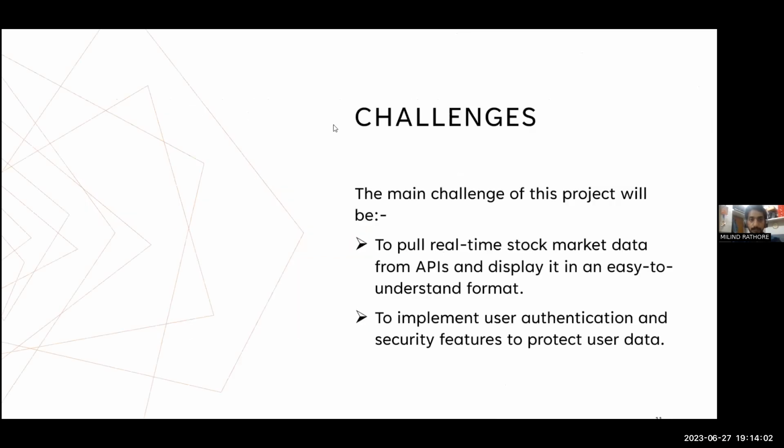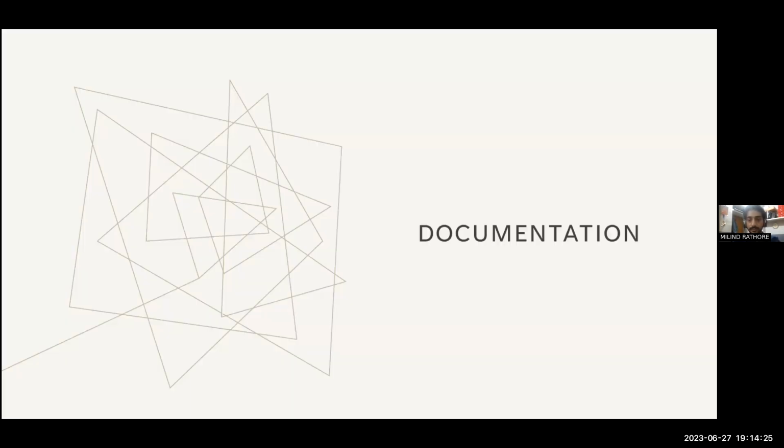Now, what were the challenges we were going through? The main challenge of the project was to pull real-time stock market data from APIs and display it in an easy to understand form. And the second challenge was to implement user authentication and security features to protect user data. So we will go to the documentation after the conclusion page, after this presentation.